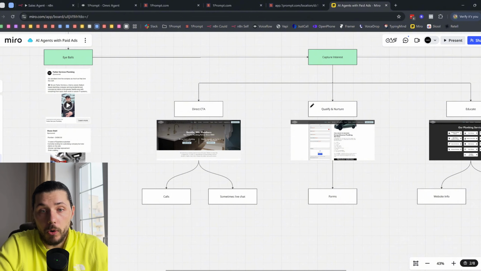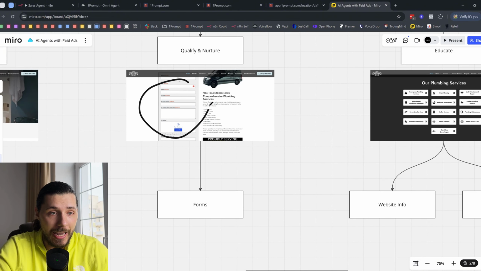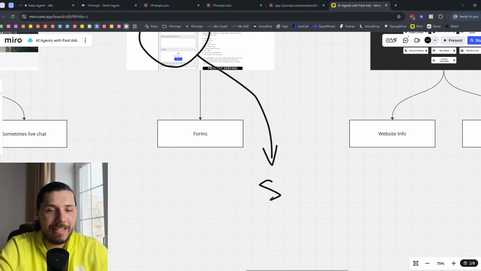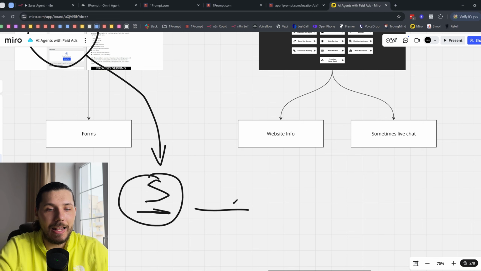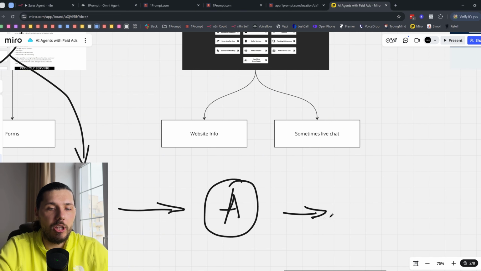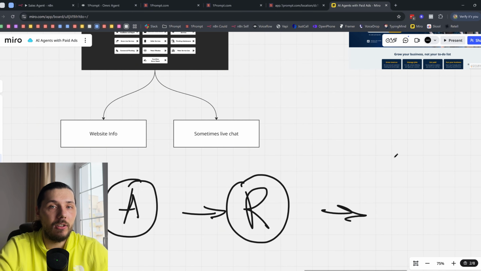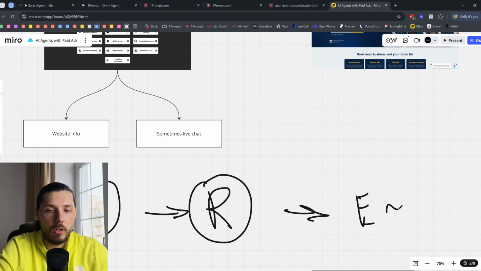So what you're basically doing is you're capturing this information. This information is then sent to your centralized system. Then it's getting sent to the agent. The agent generates a response that is getting sent to the user. Let's say this is the email, or let's say this is the SMS.